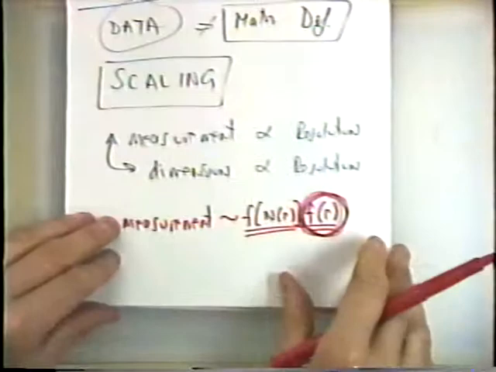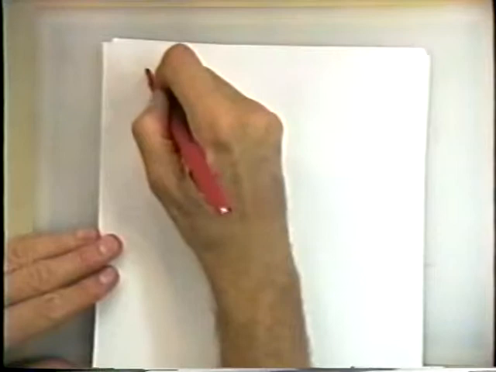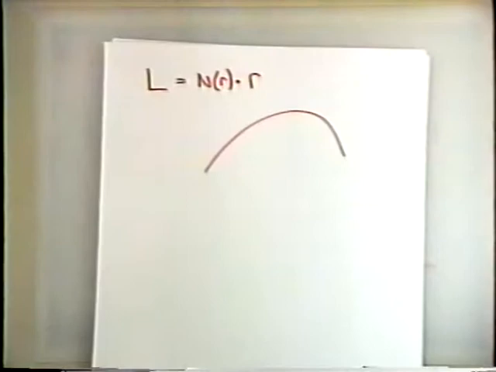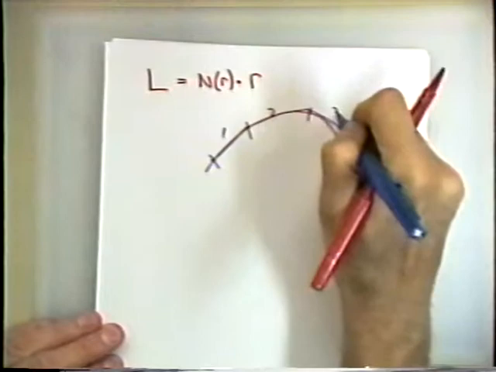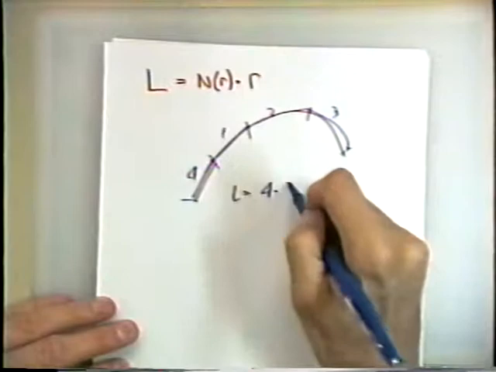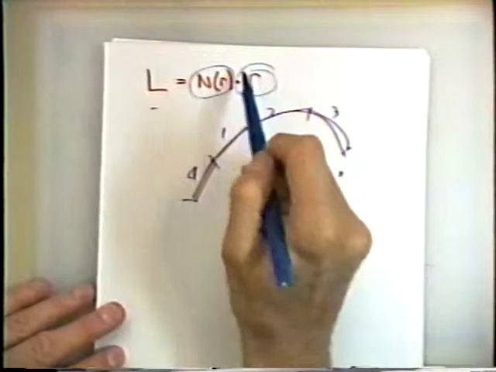So for example, a good example is length. Length depends on the number of pieces of a given size and the length of each piece. So for example, if I have a curve, I have 1, 2, 3, 4 pieces in this curve. And what's the length? The length is the 4 pieces times the size of each piece. And since each piece is 1 inch, this curve is 4 inches long. So the length is the number of pieces times the size of each piece.